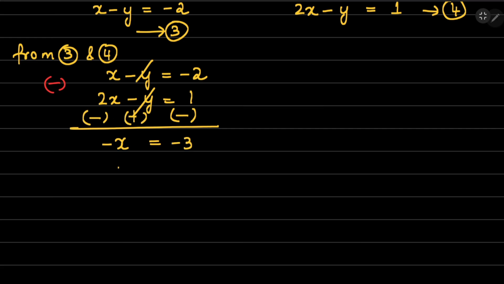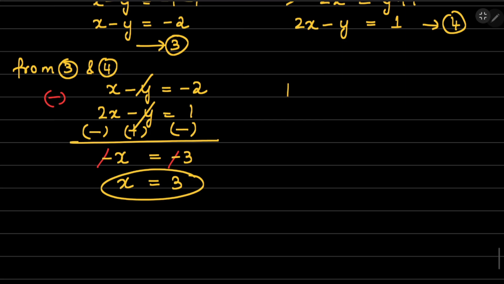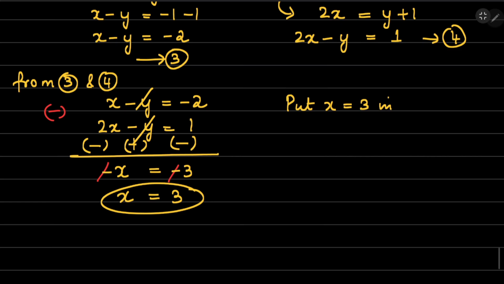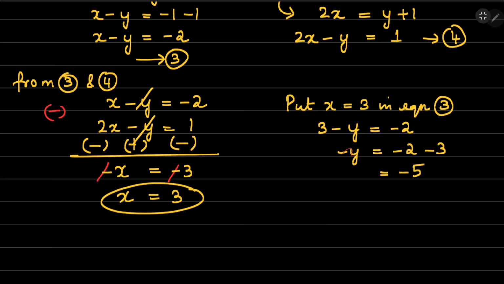So what do you get? From either sides, the negative will get cancelled. So therefore, x equal to 3. This is your answer. You have got your x. Now you can put x equal to 3 in any one of the equations. I'll put it in equation 3. So when I put x equal to 3 in equation 3, what do I get? 3 minus y equal to minus 2. So minus y equal to minus 2 minus 3, which is minus 5. From either sides you can cancel the negative sign. Therefore, what do you get? y is equal to 5.